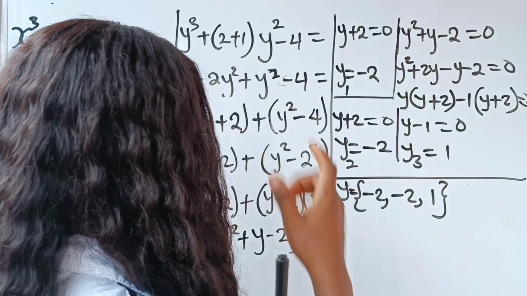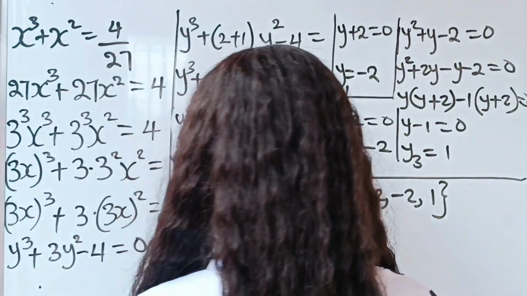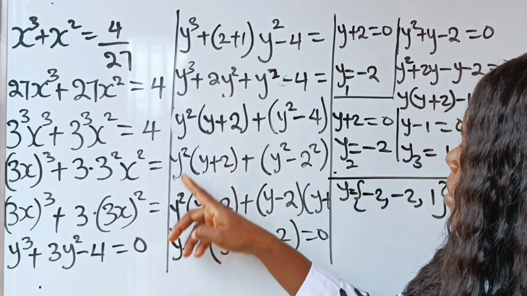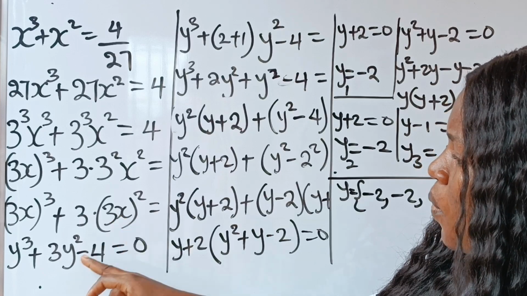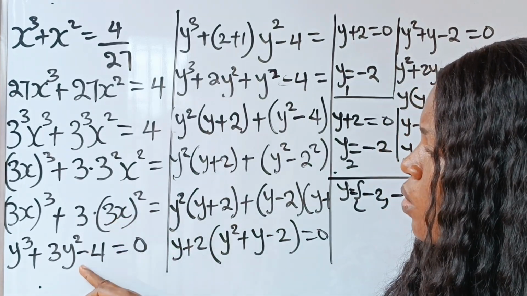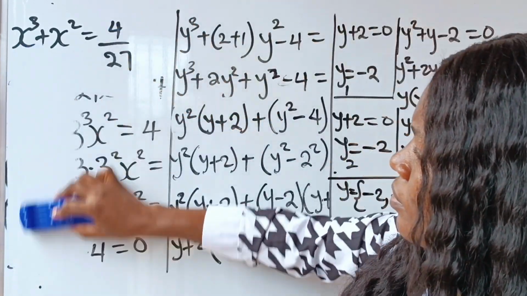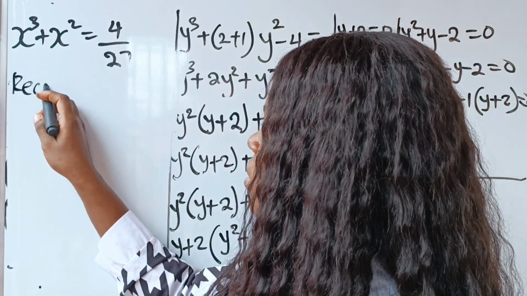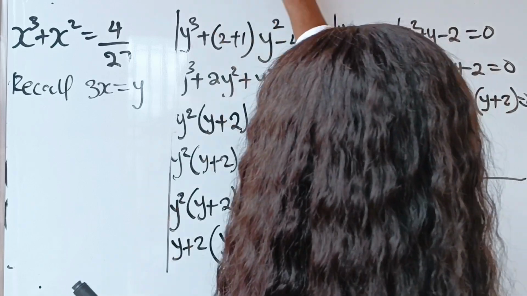Okay, now we are going to take each of them one by one and solve for x. Now recall that our x is what? We said let 3x be equal to y, right? I'm sorry I did not even write it down. We said let 3x be equal to y. So I will write, recall that 3x is equal to y. Okay, so that I won't forget.